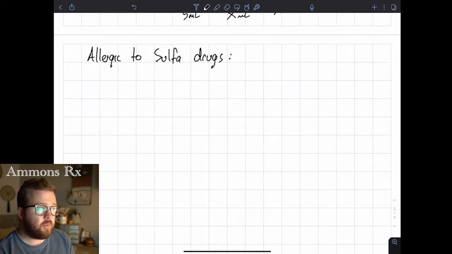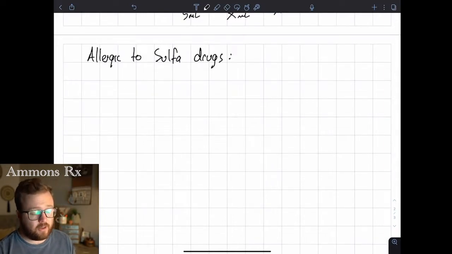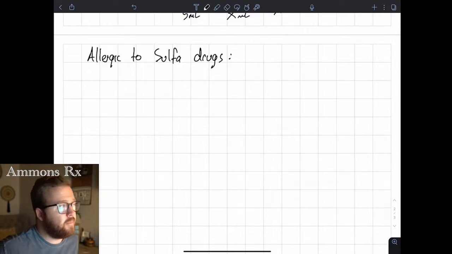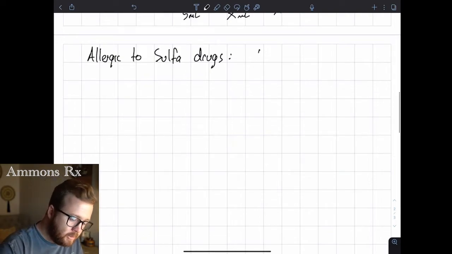And I want you to remember that Bactrim is a sulfa drug because Bactrim is the sulfamethoxazole and trimethoprim, kind of a complicated word, but it literally has the word sulfa in it. So when we get to brand generic for sulfamethoxazole and trimethoprim, that's Bactrim. So they should not be on Bactrim.